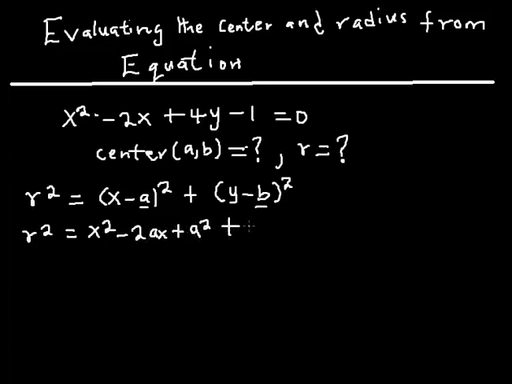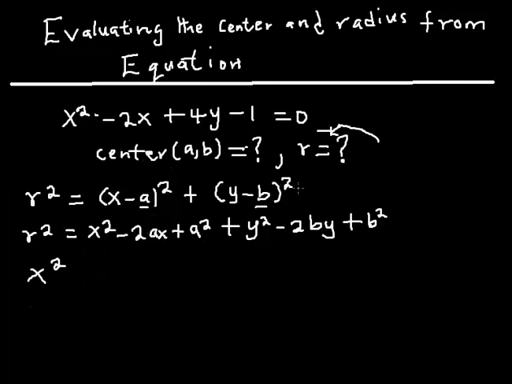The same thing happens here. Here I have y squared, 2 times y times minus b, I have minus 2by, then plus b squared. So you know what we do? We rearrange the equation. So for me to be able to solve this problem, I have to create a standard equation out of the equation of a circle.